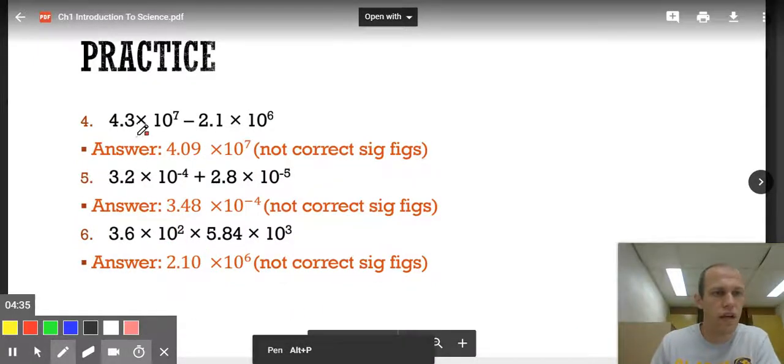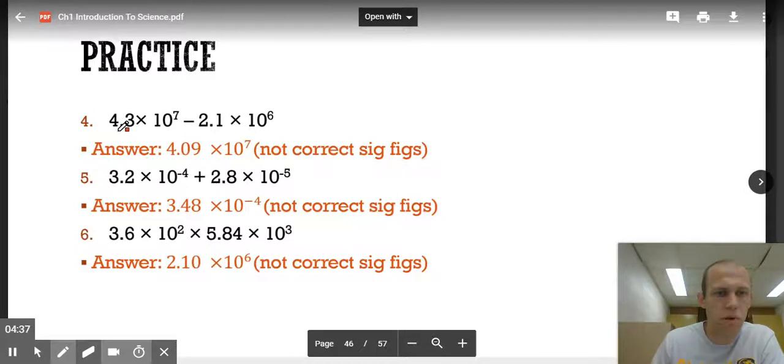More practice. Again, a subtraction problem. I would probably go ahead and write out what this number actually is.